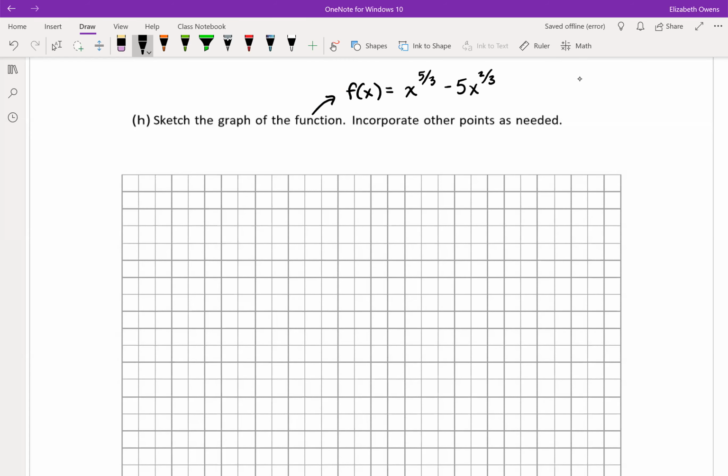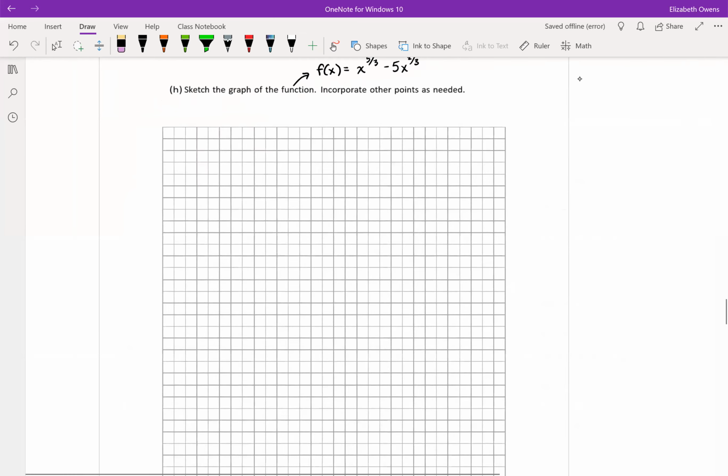And then if we get stuck or if we're not 100% sure what the graph is going to look like, we can incorporate some other points as needed. If we need to just plug a value into this function, that still works. You can still make a graph by plugging points in, but you do need to make sure that you incorporate the information that you found in previous parts of the problem.